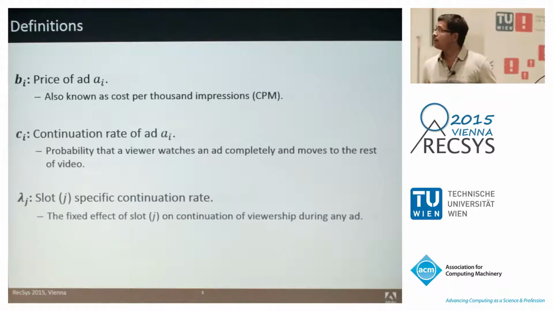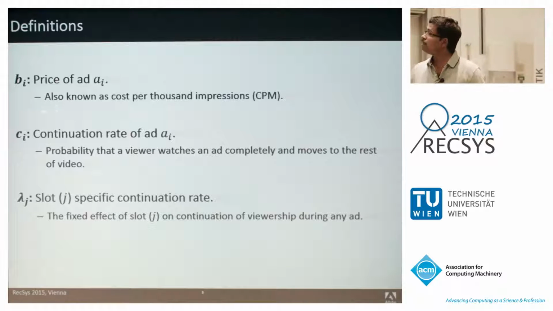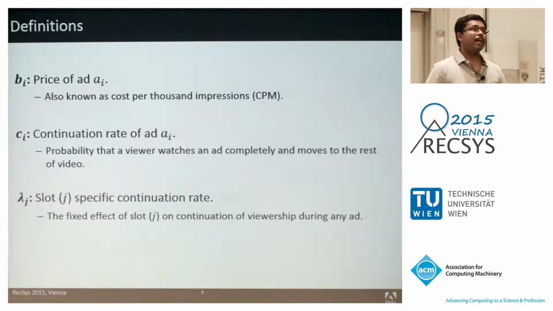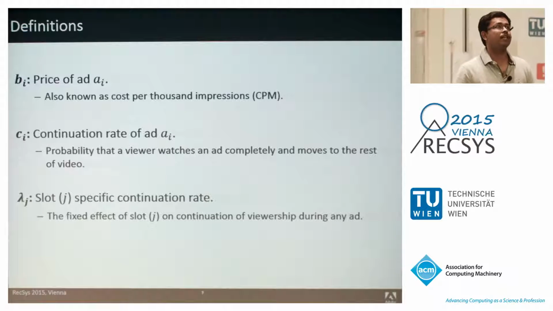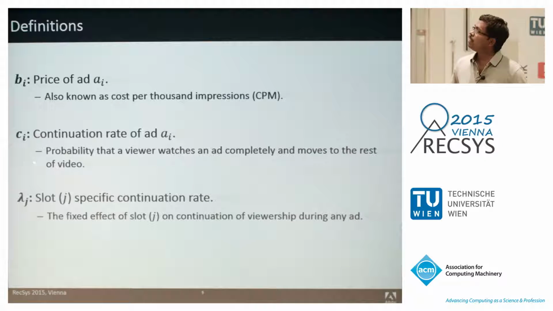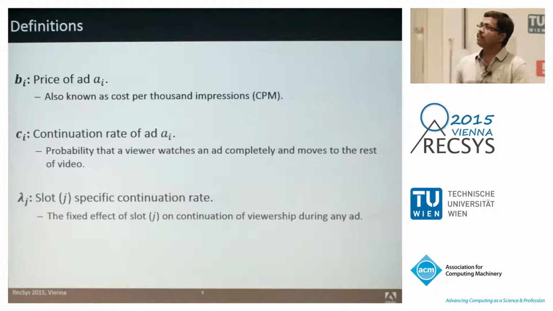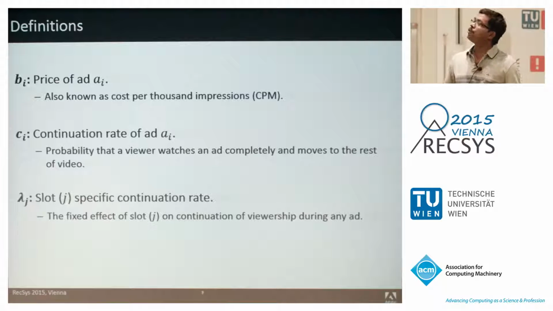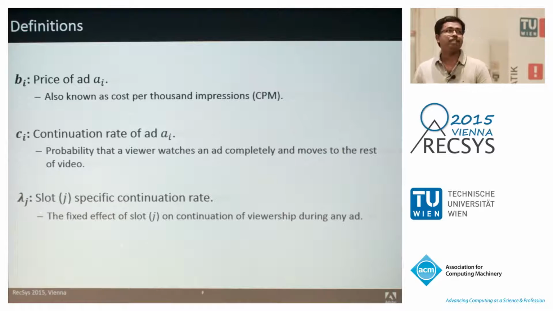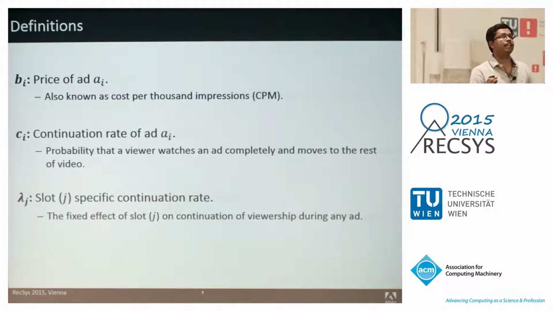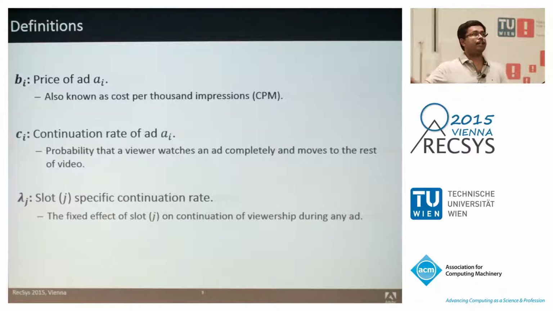So before I get into the modeling aspect, let me define a few things. Bi is the bidding price for ad i, also commonly known as cost per 1,000 impressions, or CPM. Ci is a measure that we create, which is the continuation rate of ad i, which is to say the probability that a viewer watches an ad completely and moves to the rest of the video. And finally, we have lambda j, which is slot specific, which is what I showed you in the previous graph. This is saying that irrespective of the ad quality, every slot has some continuation rate which affects the progression to the rest of the video.